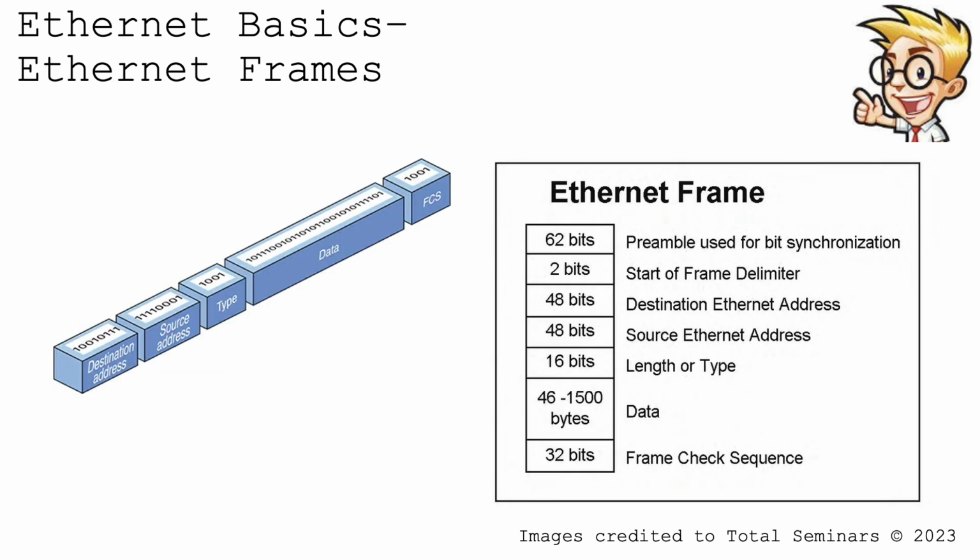Okay, moving on to the Ethernet frame. What exactly is an Ethernet frame? Well, we're going to break down the different parts of it. The first part is a preamble. It's used to synchronize the different data.